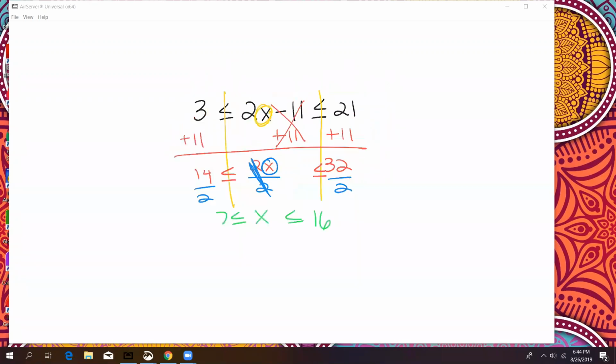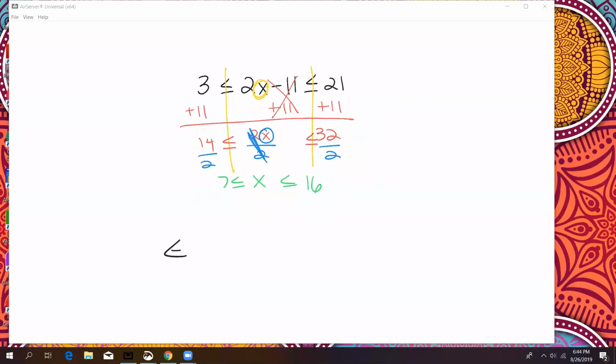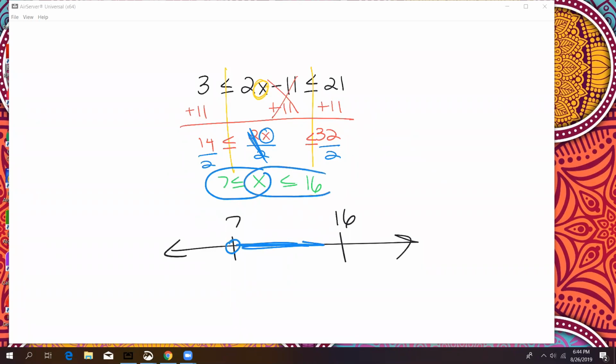So when you graph this, we know that x is greater than or equal to 7. So it's going to be in this way, but it also has to be less than or equal to 16. And I'm filling in my circles because of the or equal to. So x has to satisfy both conditions. It has to be greater than or equal to 7, and it has to be less than or equal to 16. So this is one of those ands, a conjunction inequality, compound inequality.